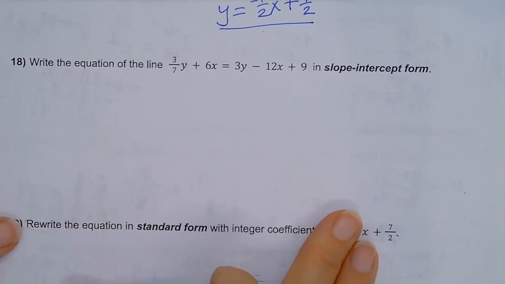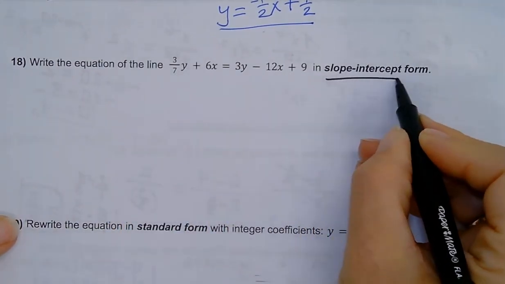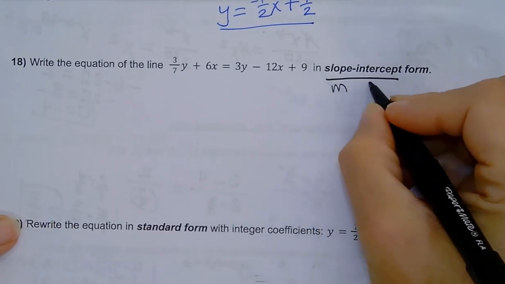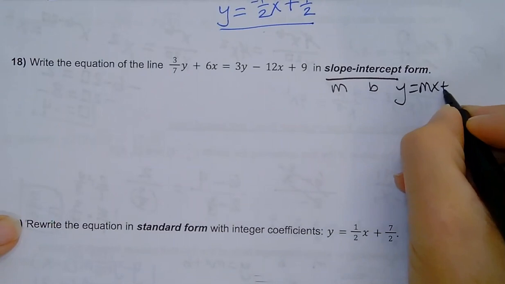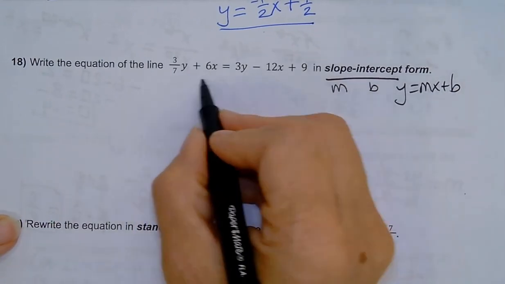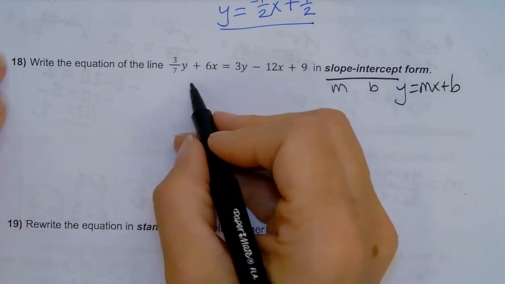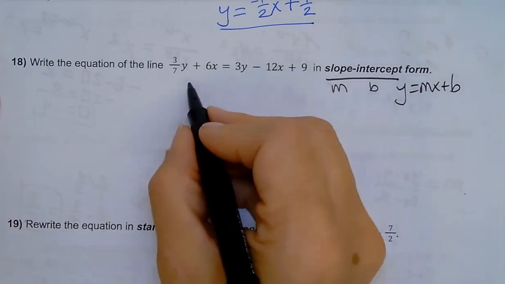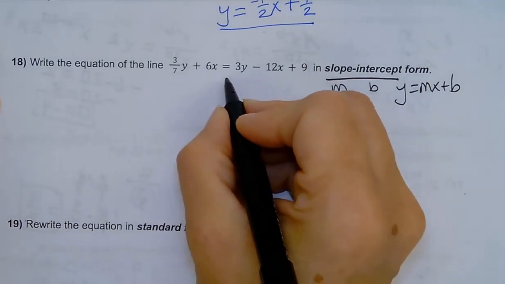Right, number 18. Write the equation of the line that you see in slope-intercept form. So I know that that is a slope and a y-intercept. That means I want y equals mx plus b form. That's what I'm looking for, right? So I just need to get y by itself and then have myself in the right order. So, woof, what a mess. Let's go ahead and subtract 3 from each side.